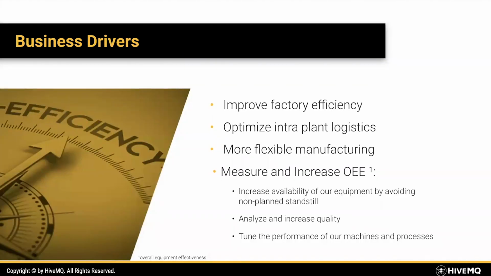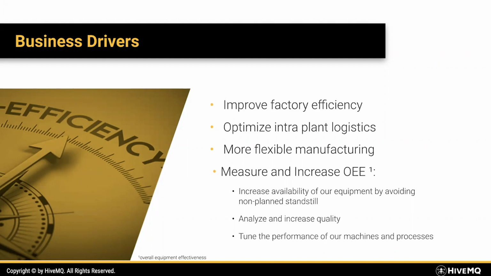The business drivers behind this change are actually pretty straightforward. In general, it's really about improving the factory efficiency. And also it's about optimizing the intra-plant logistics and a more flexible manufacturing. So lot size 1 is really a gold standard. Especially here in Germany, the automotive industry is pretty popular with lot size 1 production, but this of course also applies to a lot of manufacturing processes. But not everybody can do this now, or sometimes it's not even desirable.